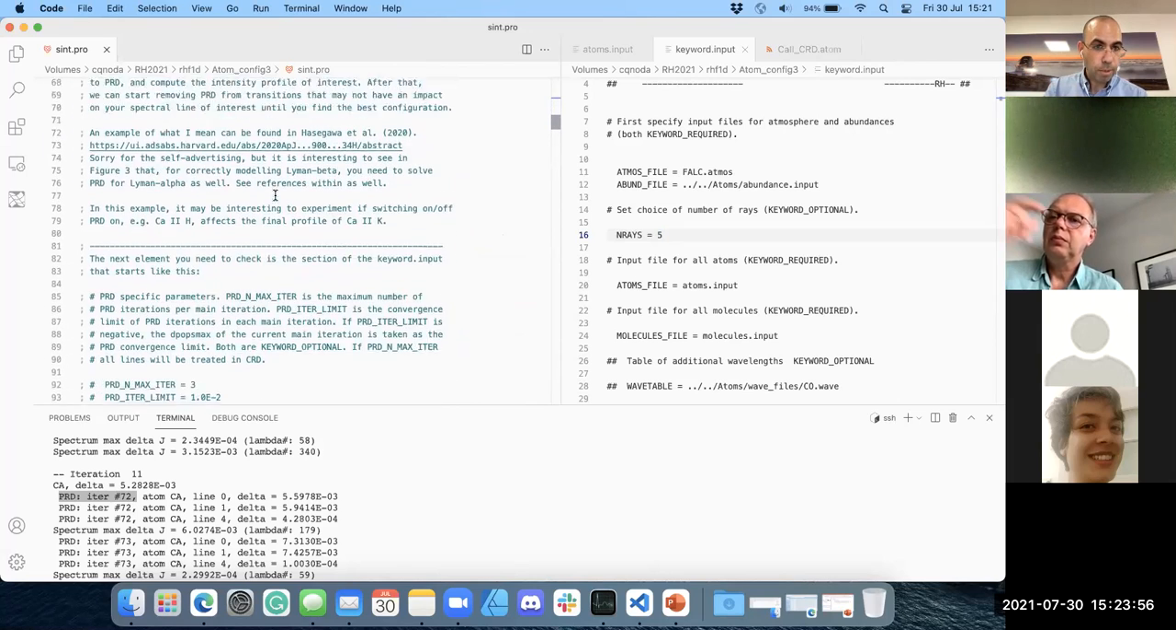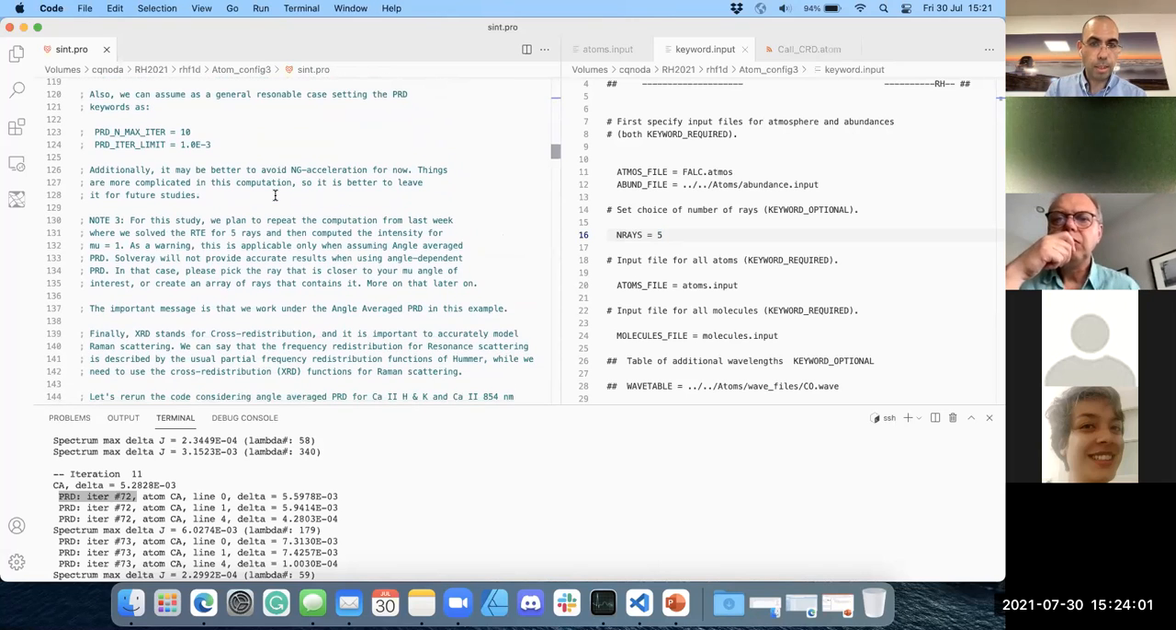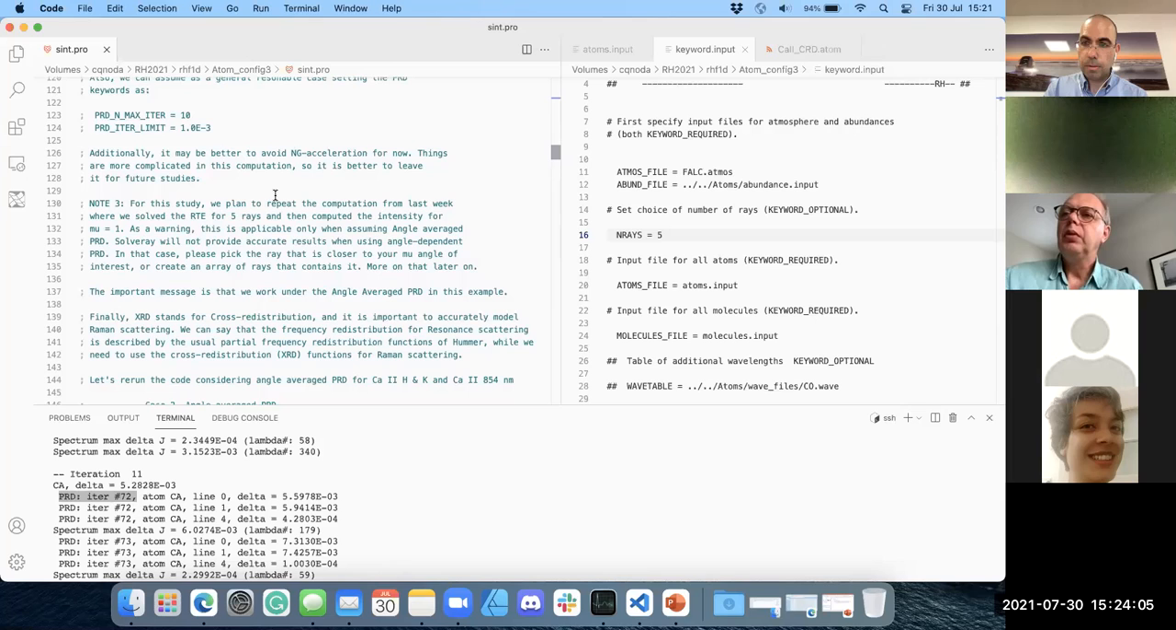But if I'm correct, Han, I think this is not applicable on the angle dependent PRD, right? Angle dependent, you cannot use the solve ray. Right. No. Okay. Okay, so then just take a note of this.